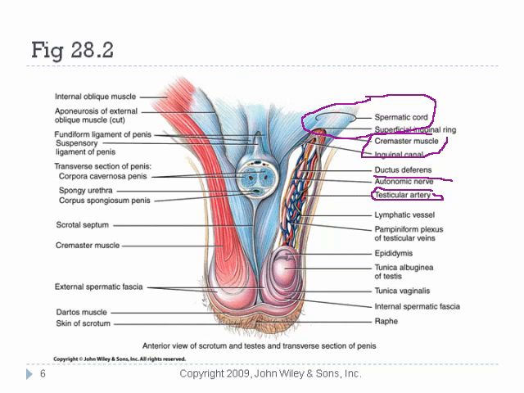And then the dartos muscle is just deep to the skin of the scrotum, and so they show the dartos muscle cut away here at the bottom. But those are the two muscles that surround the scrotum and determine the distance the scrotum is away from the body to help control the temperature for sperm production.